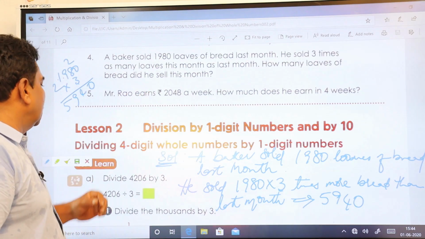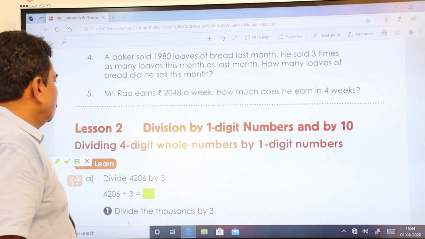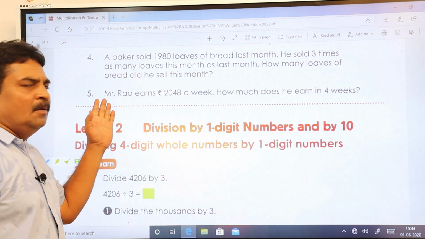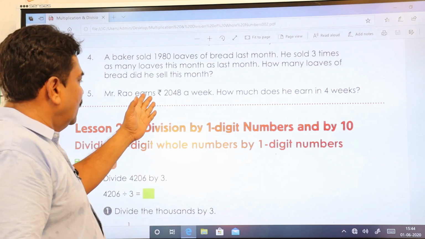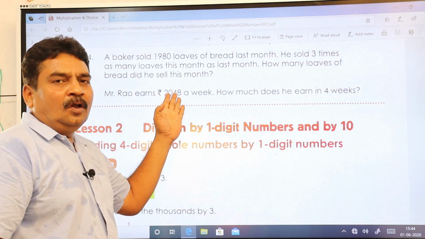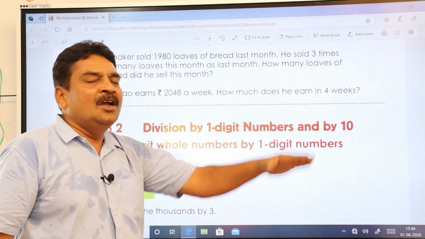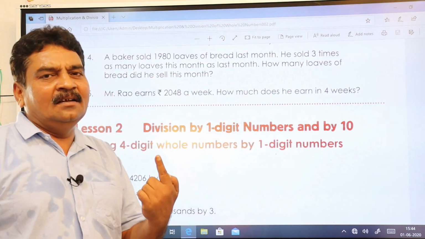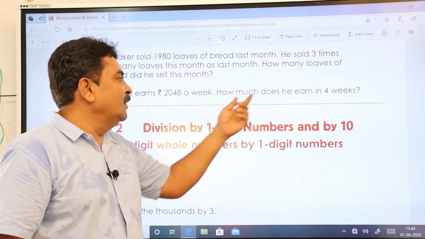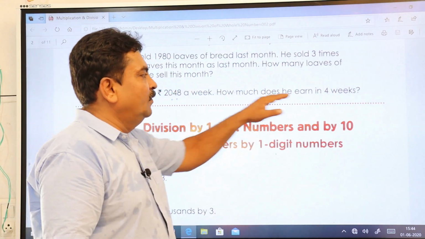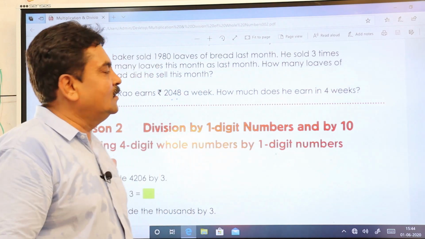Let's come to the next problem. Mr. Rao earns rupees 2,048 a week. How much does he earn in 4 weeks? In 1 week, this much he has earned. In 4 weeks means you have to multiply this amount with 4. That is your answer.